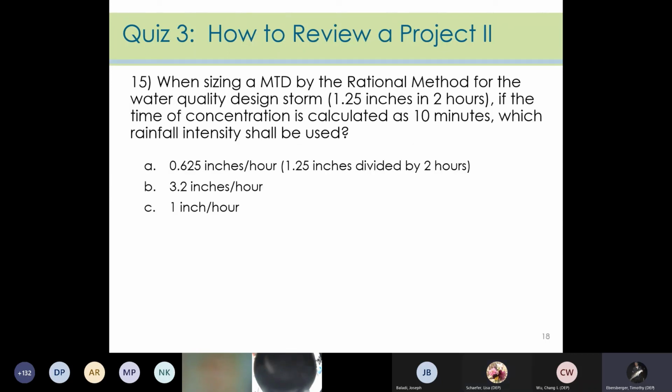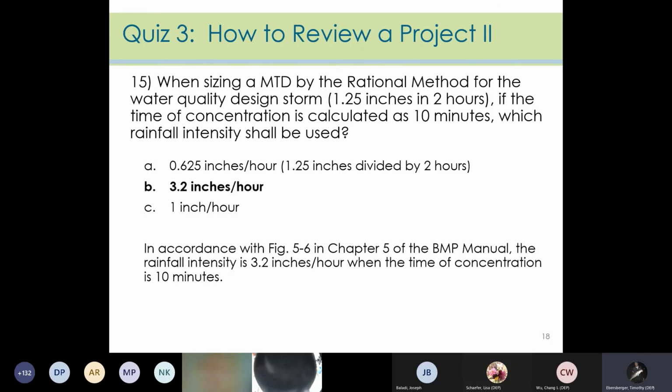When sizing an MTD by the rational method for the water quality design storm, if the time of concentration is calculated as 10 minutes, which rainfall intensity shall be used? The answer to that is B, 3.2 inches per hour. That's in accordance with figure 5.6 in chapter 5 of the BMP manual. The rainfall intensity is 3.2 inches per hour when the time of concentration is 10 minutes. Lisa? 61%. 30% still use the average.